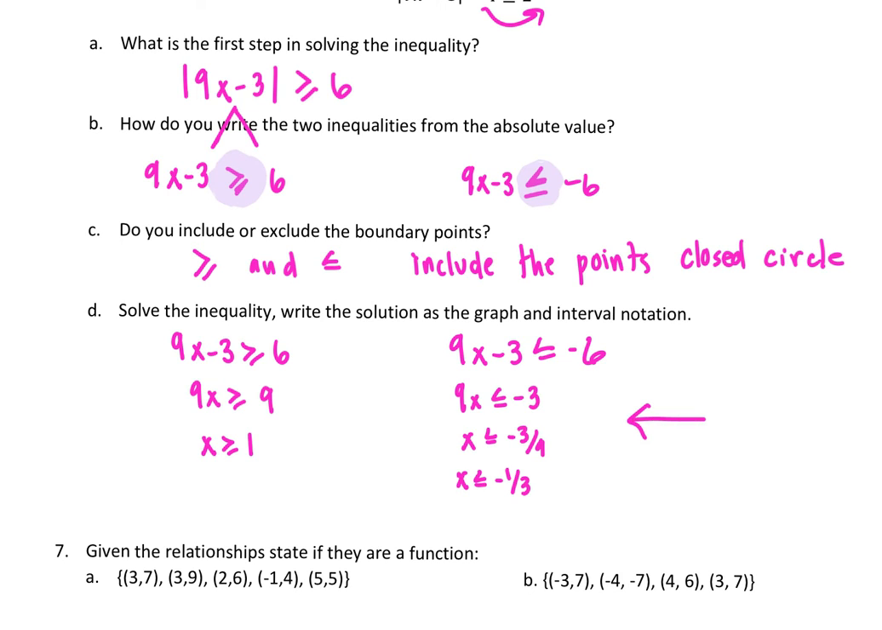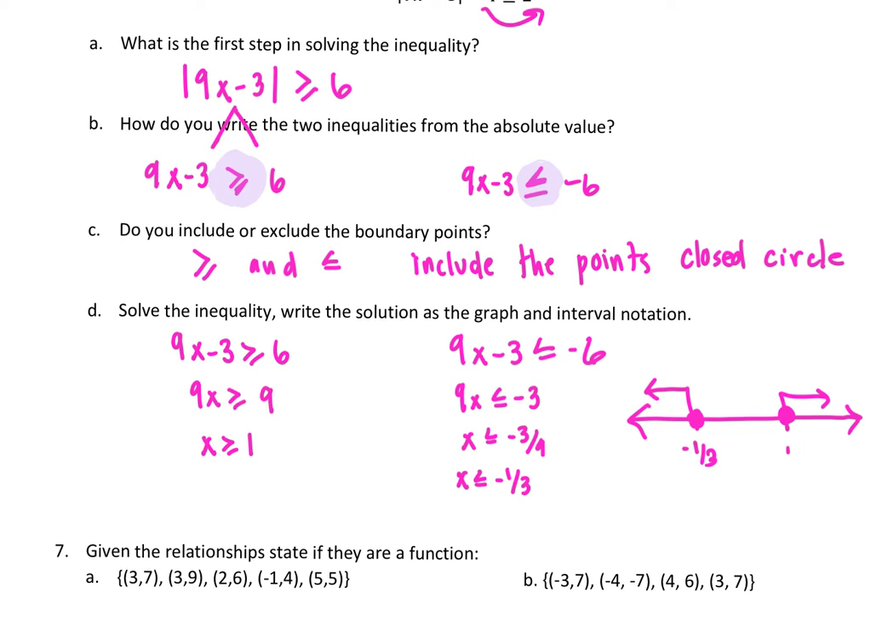So if we look at the graph, we have certain boundary points. The first boundary point we have is x is greater than or equal to 1. That would go to the right because greater than means to the right. x is less than or equal to negative 1/3. We also will include that, but it's less than negative 1/3, so that's going to the left. So there is our graph.